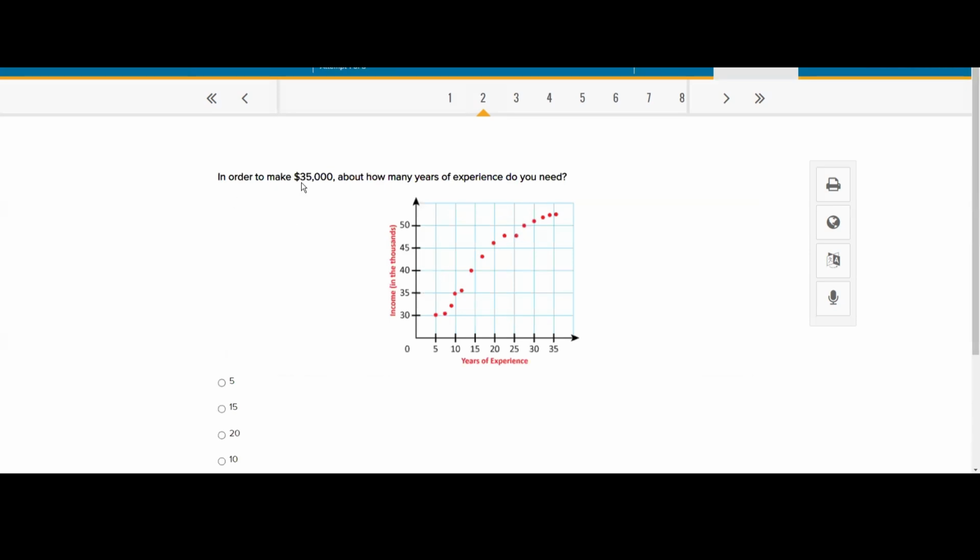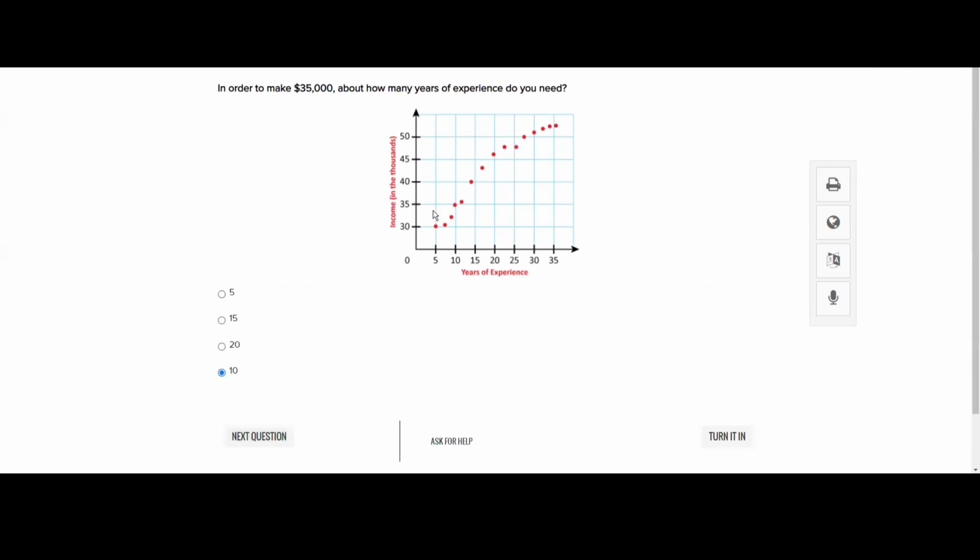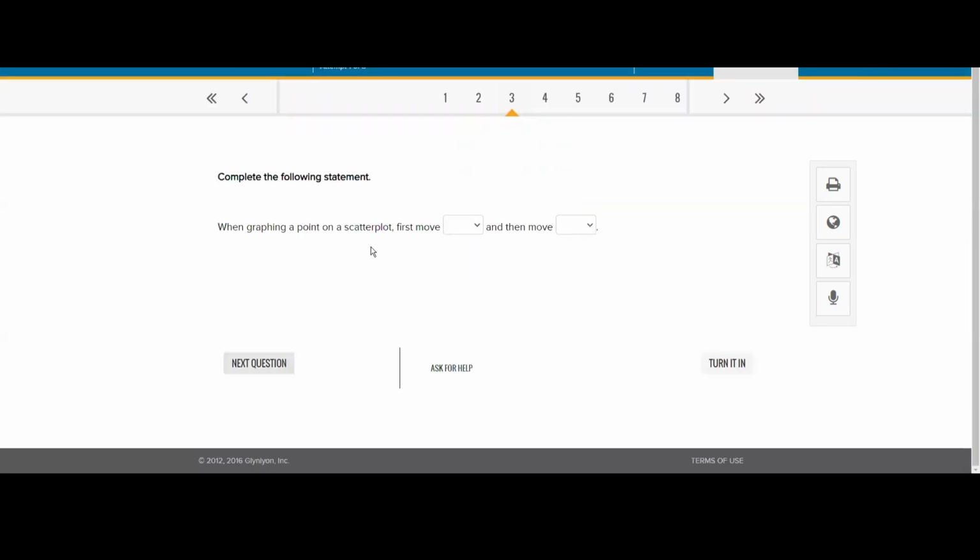In order to make 35,000, about how many years of experience do you need? 35,000. That is about 10 years. Can you see it on the graph? Yes. Okay. So 10 plus 35 goes to the right, then downward 10. Then the next question there.